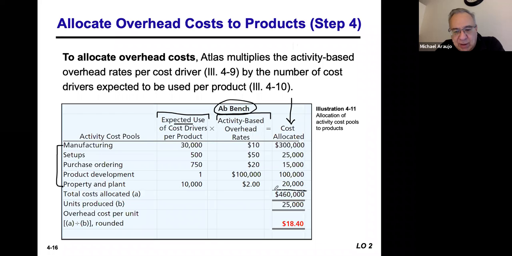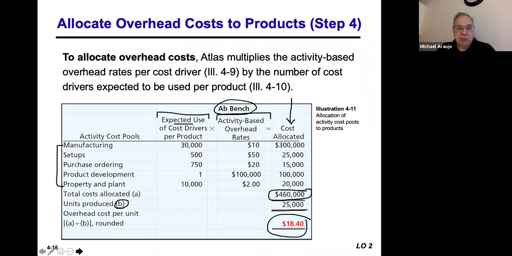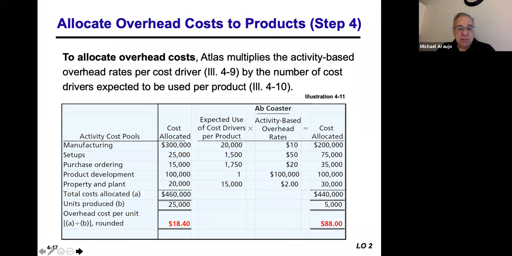So the total amount of costs that ab bench is going to cost us in production is $460,000. We're going to produce 25,000 ab benches, units produced. And so each ab bench literally costs us $18.40 for each ab bench we produce. Okay. So it's a relatively cheap product to produce.